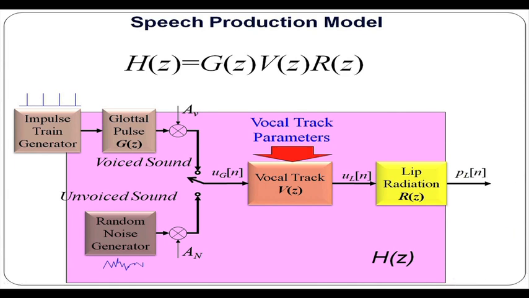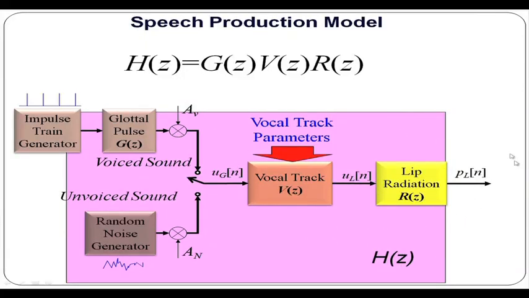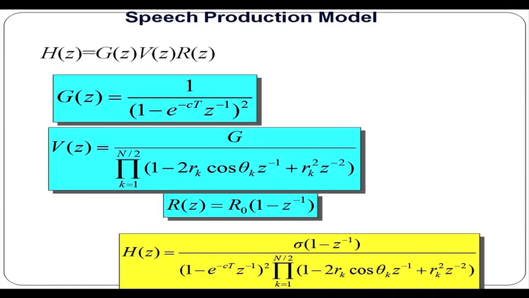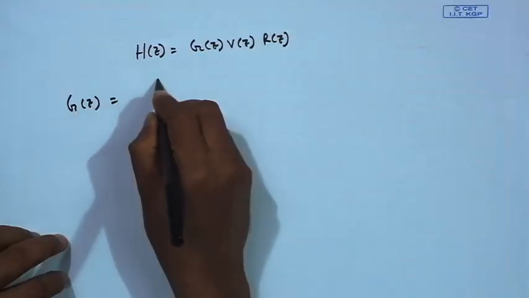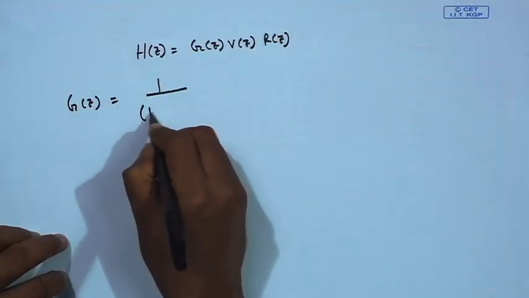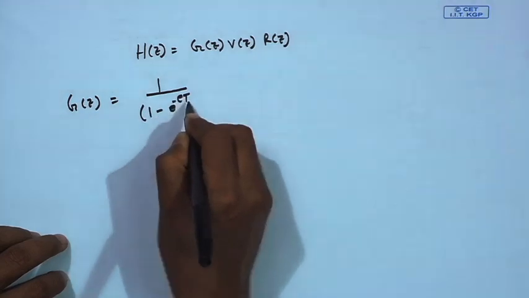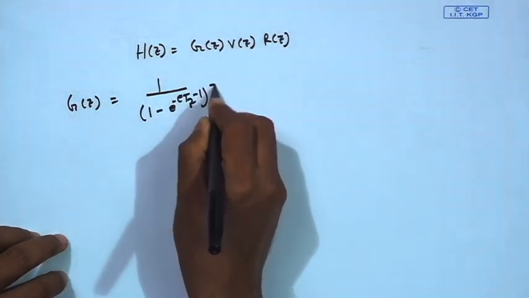Okay. So, this is the vocal tract, you can say the LPC synthesis model, or I can say this is the vocal tract transfer function, showing how the vocal tract can be digitized or implemented as a block diagram. So, H(z) is nothing but G(z), V(z) and R(z). If you remember, what is G(z)? G(z) is nothing but a 2-pole model, 1 minus e to the power minus cT z to the power minus 1, whole squared.